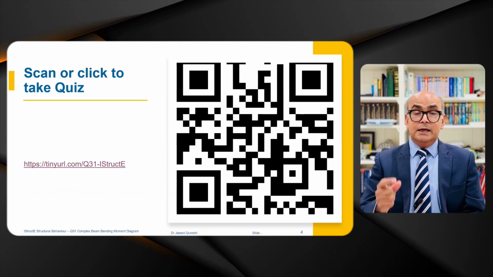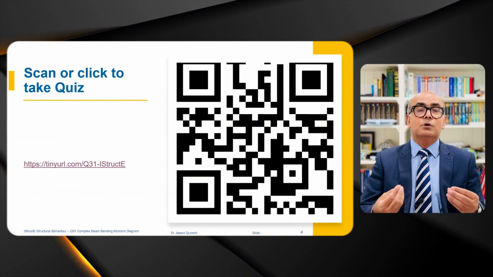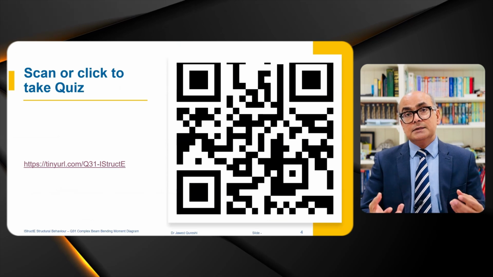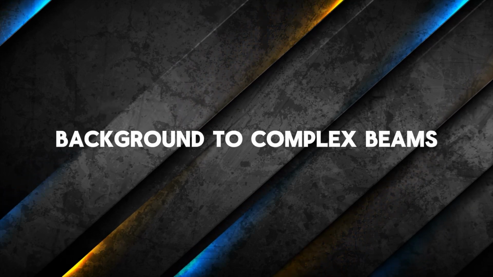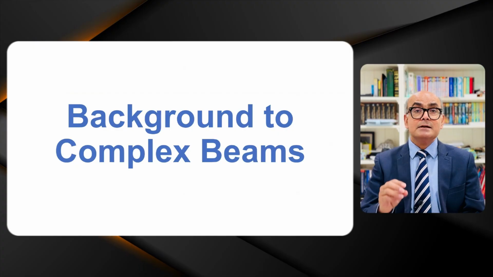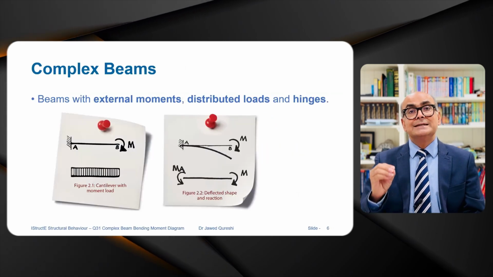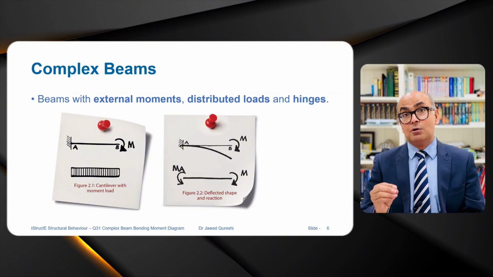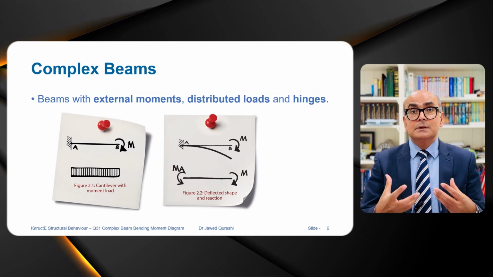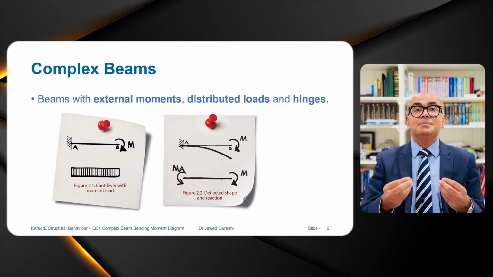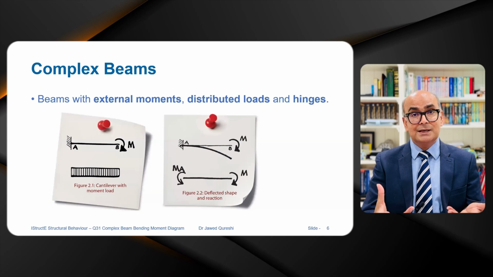But this lecture is not only limited to this question, but the larger perspective of how do we analyze complex beam will be covered in this lecture. First, let me talk about background to complex beams. And here I will consider 3 things: external moments, distributed loads, and pins or hinges. When we have these things inside a beam, the complexity increases and it becomes a bit difficult to analyze as compared to simple beams where you just have supports and loadings.